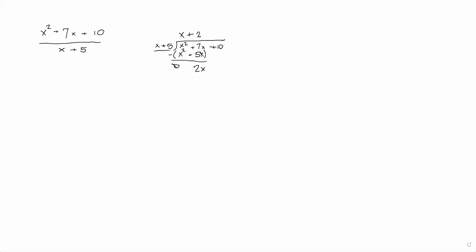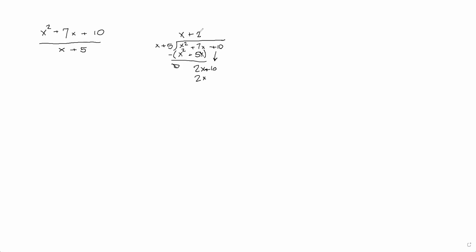Oops, my mistake. I meant to ask the question, what is 2 times x? We're actually going to be dividing this time. We're going to be multiplying this time. What is 2 times x? So we get 2 times x is 2x. And then I forgot to bring this 10 down. So this part applies in numerical long division, and it also applies in polynomial long division as well.